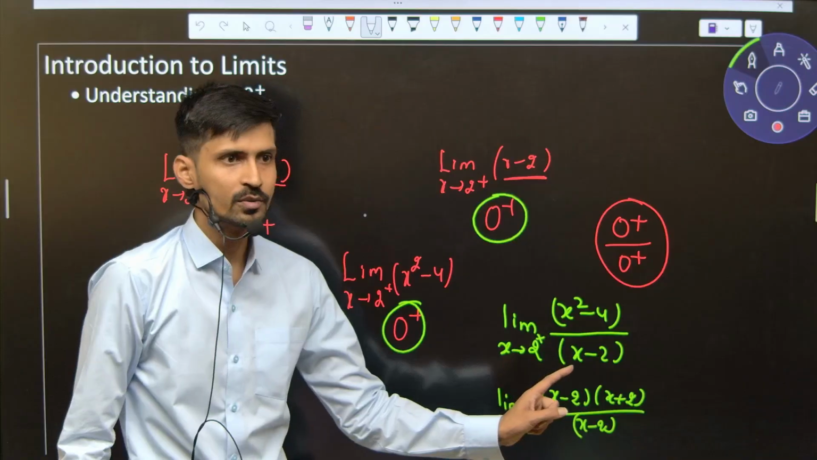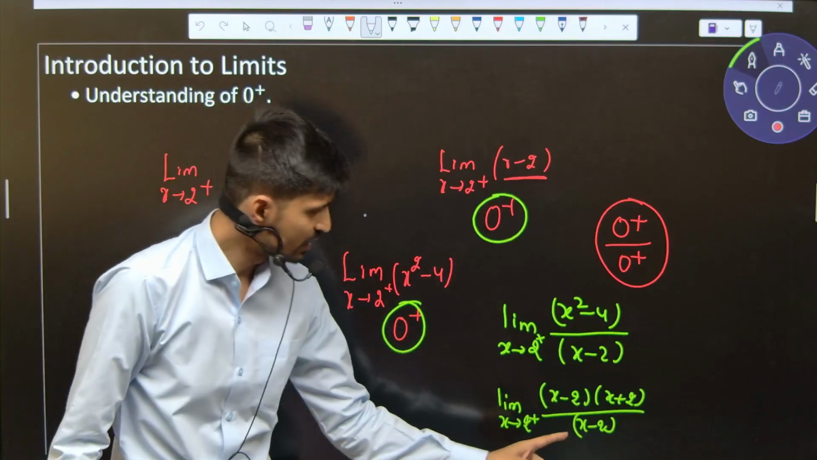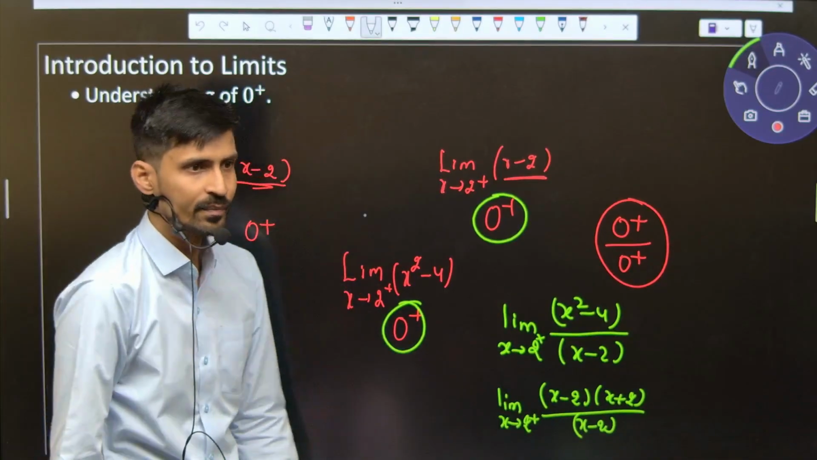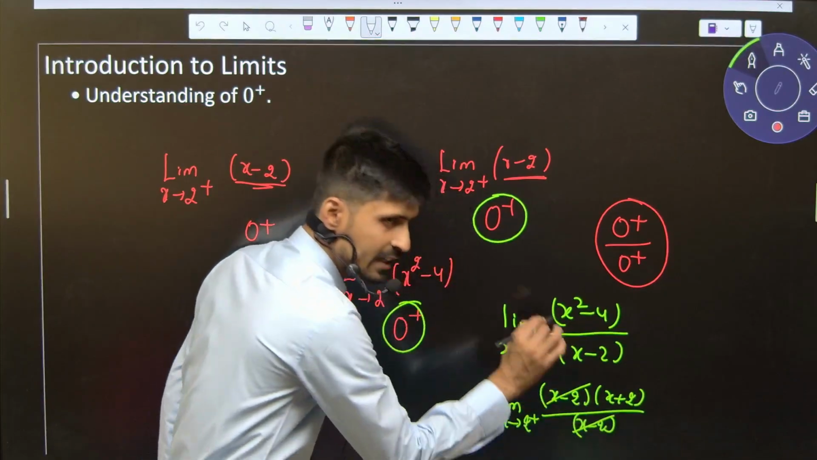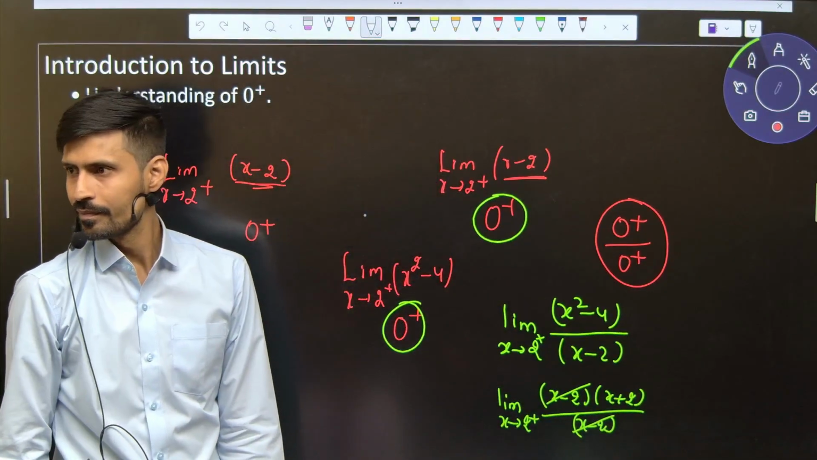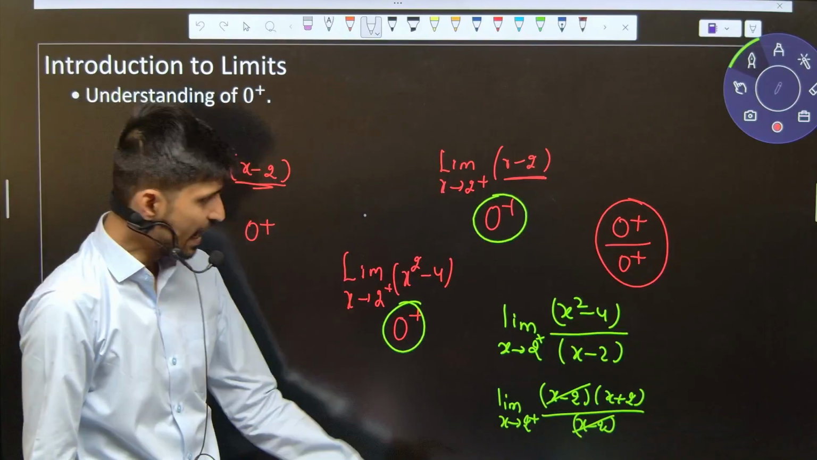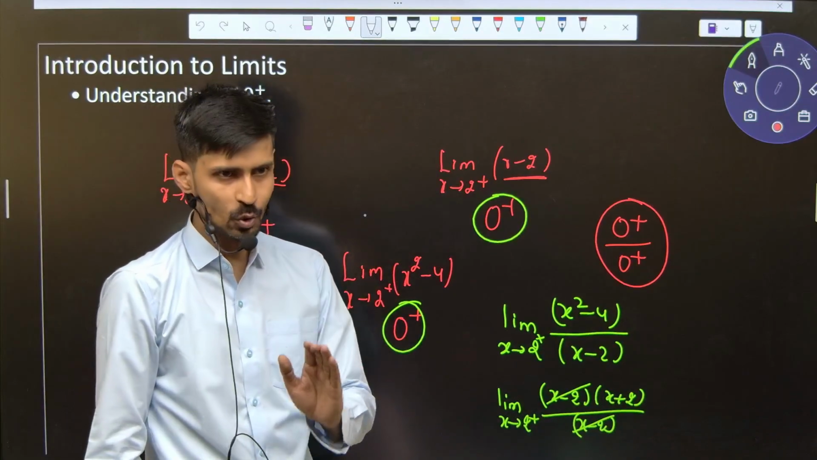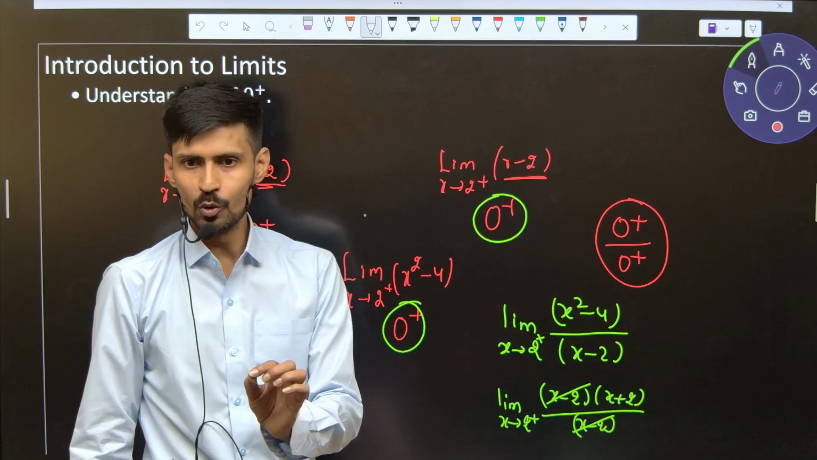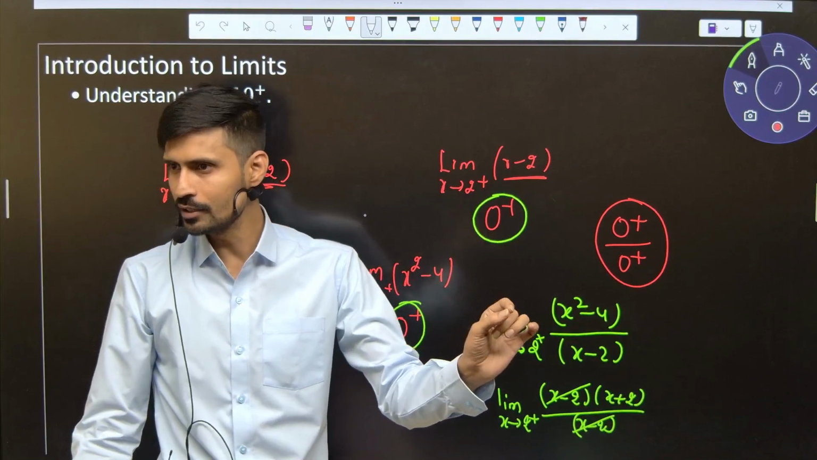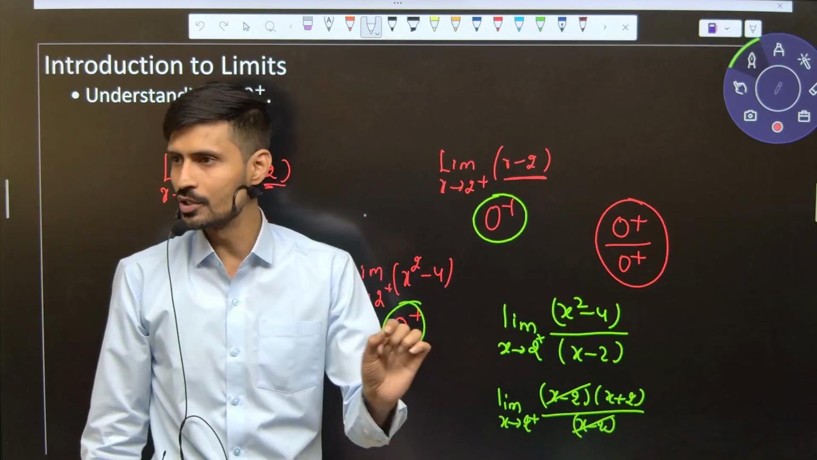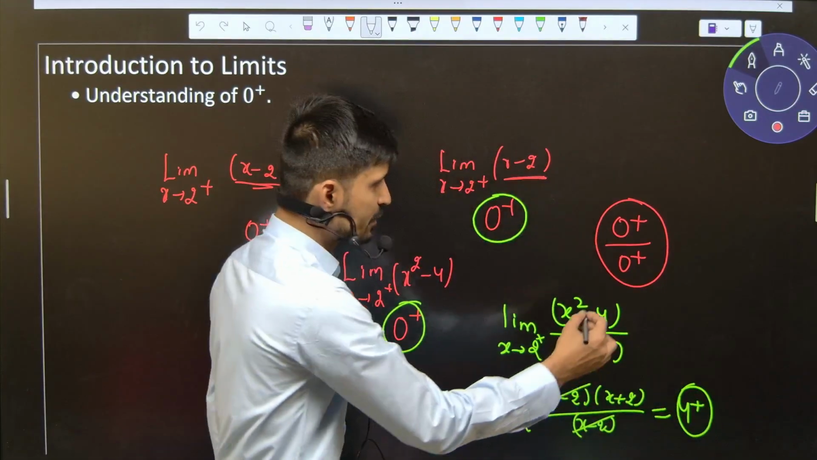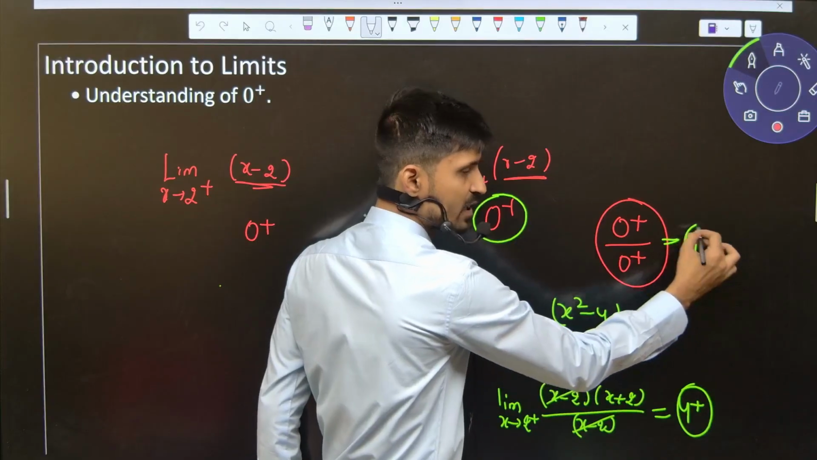Now can I put 2 plus here? So 2 plus minus 2, 0 plus. 2 plus minus 2. Tell me, here both 0 plus are same or not? So this 0 plus and this 0 plus will get cancelled. Okay. And 2 plus plus 2. 2.000000001 plus 2 will be 4.00001, and that will become 4 plus. We got the answer. It means that 0 plus upon that 0 plus was 4 plus.